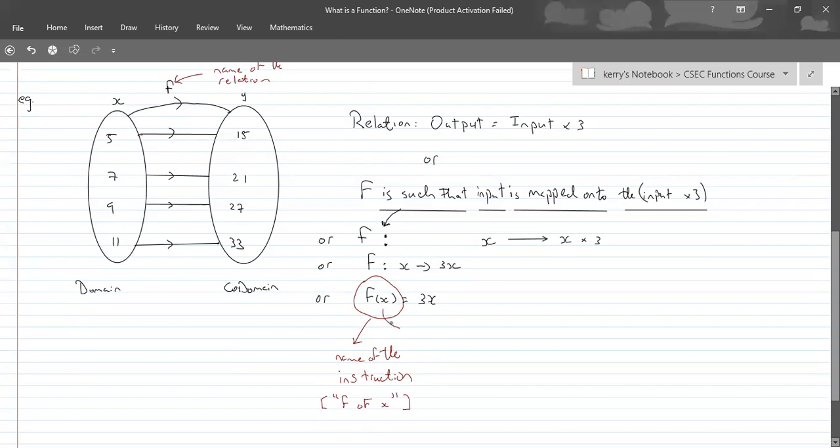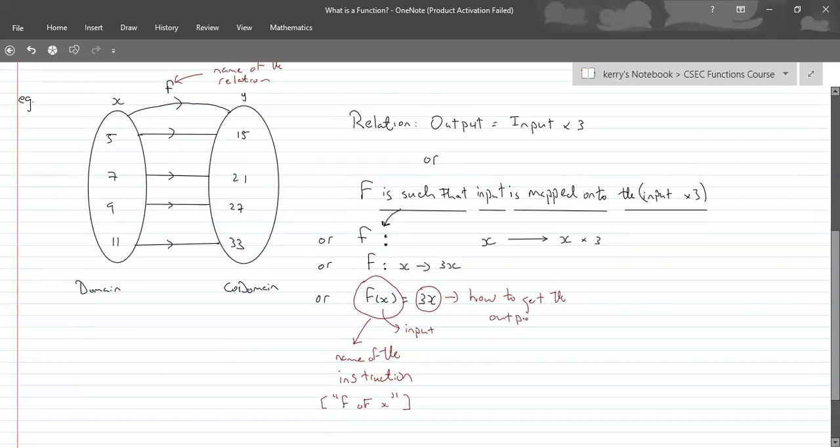Now, this inside here tells us what the input is. X is a variable, so it just means it's a number. X could be 1, X could be 2, X could be a million. It all depends on what set X comes from, but we'll talk about that. In this case, X could be any one of these values: X could be 5, 7, 9, or 11. And this here is the instruction of how to get the output.